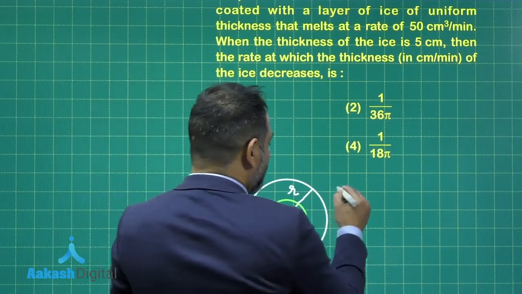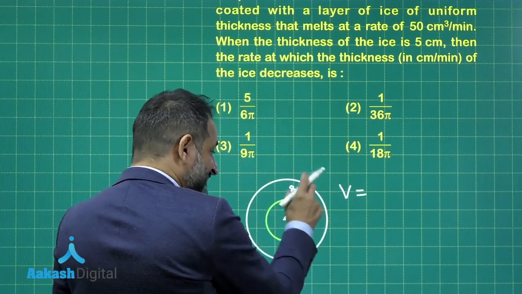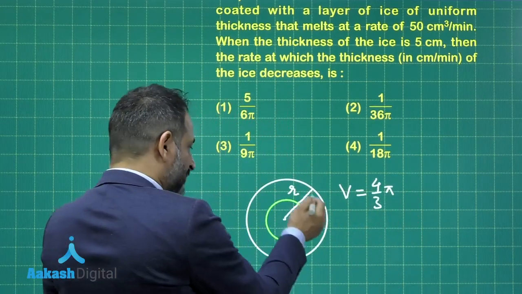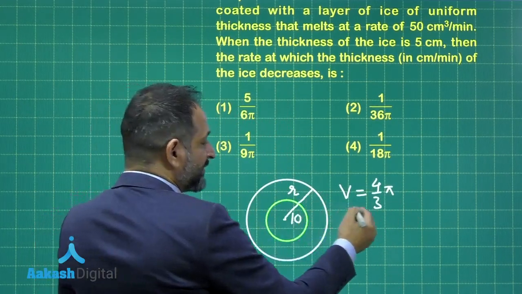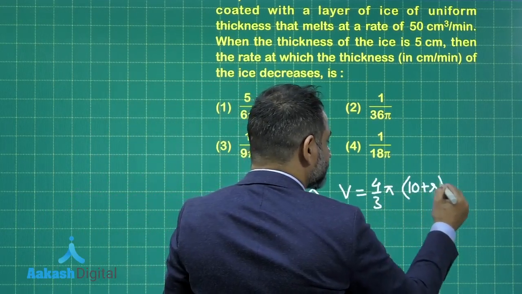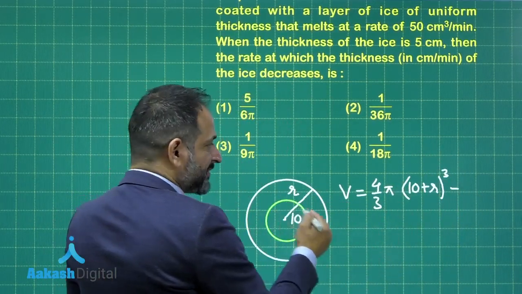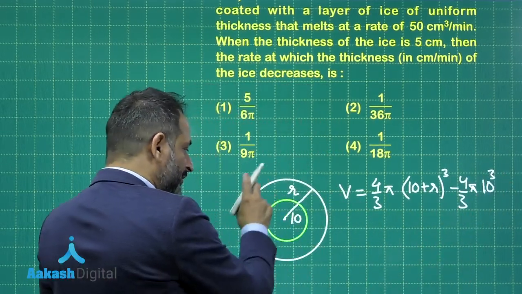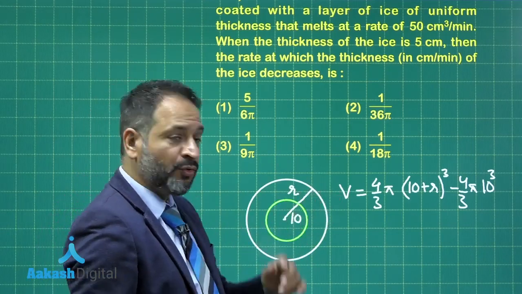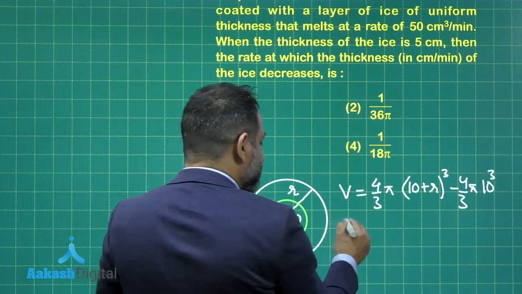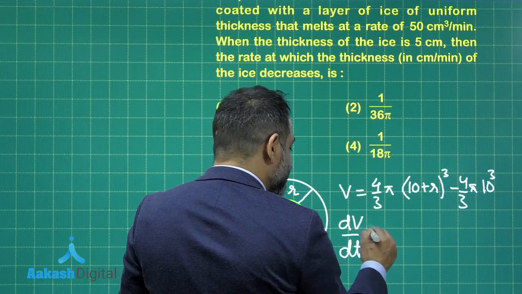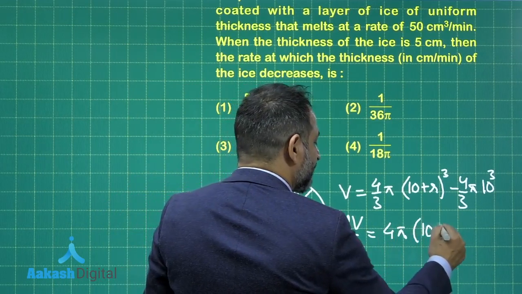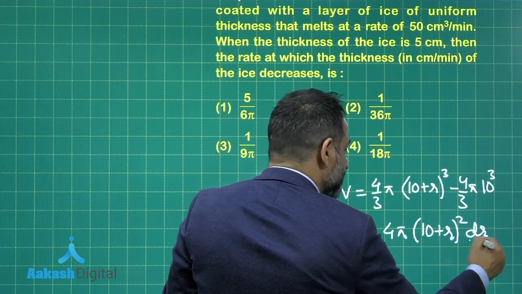So, how to calculate the volume? The volume of this part, this ring, is actually the ice. So this is 4 by 3 pi. Now we are calculating the volume of the outer sphere, so it is 10 plus r whole cube, minus the inner sphere, 4 by 3 pi 10 cube. This is the volume of the ice, the volume of the ring. Now dV by dt is given to us. Differentiating with respect to time, this is 4 pi into 10 plus r square into dr by dt.